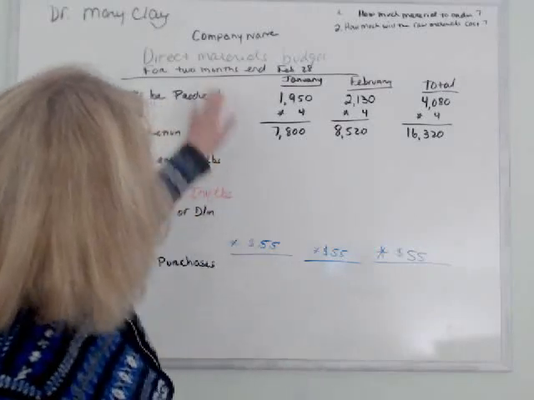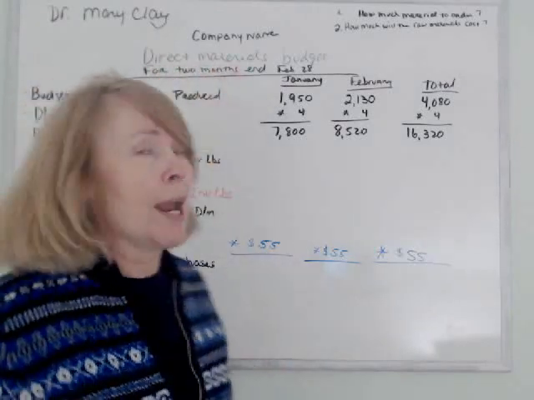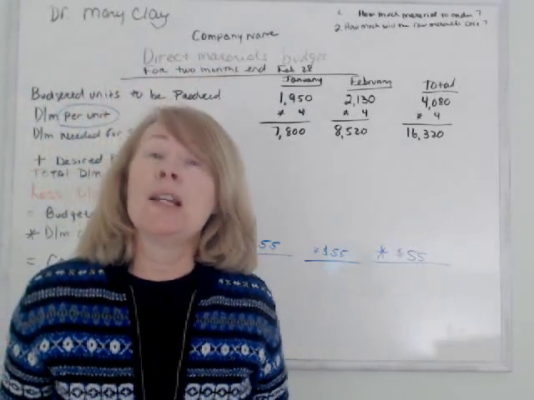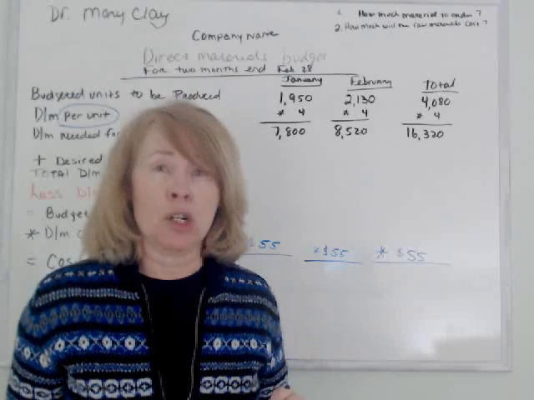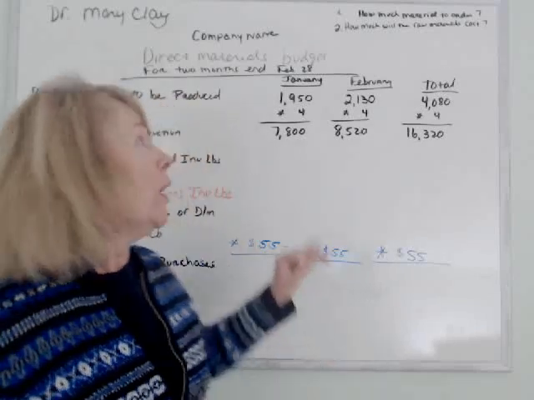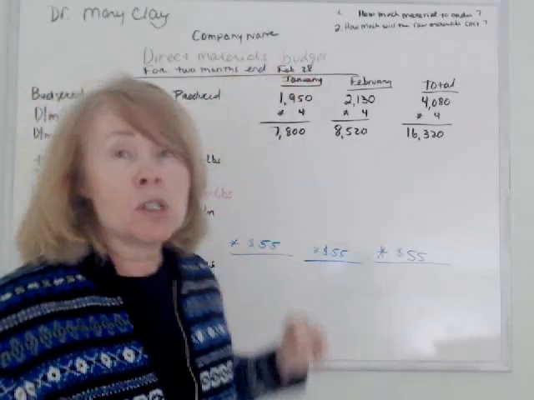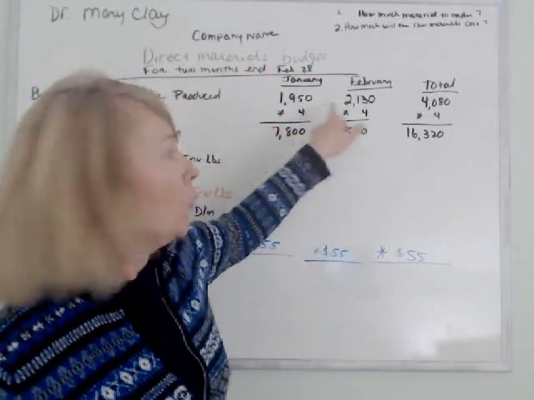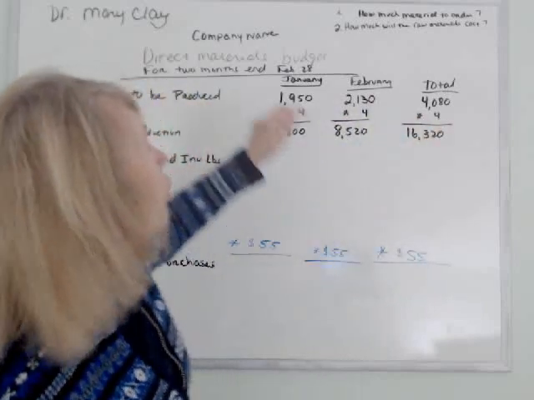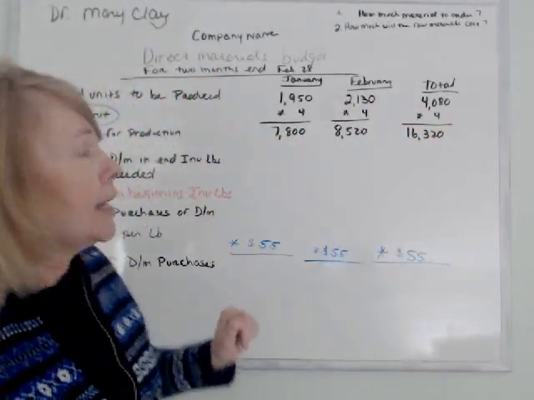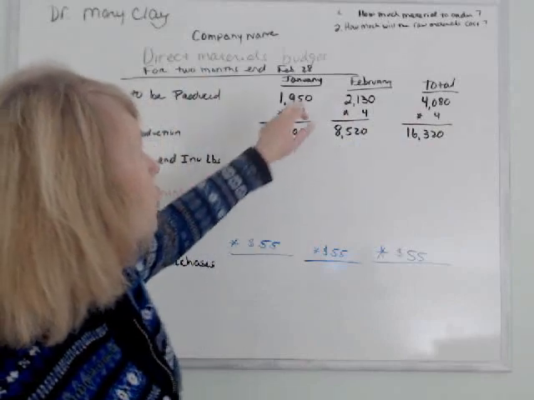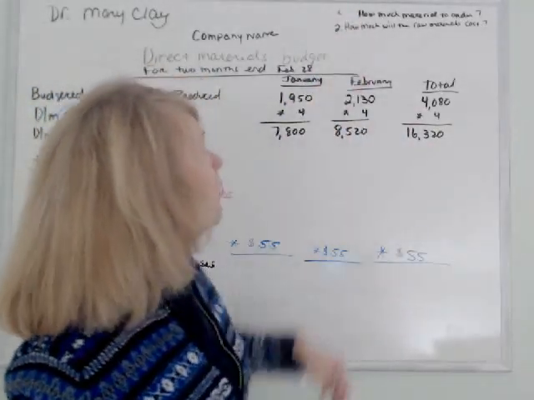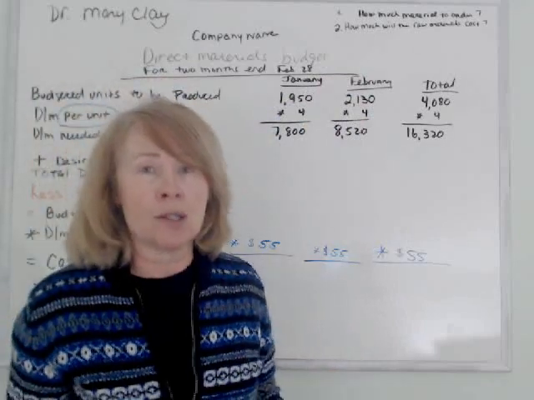The component that we're going to go over right now is the direct materials budget. At this point in time you should know how to do a sales budget and a production budget. In order to do the direct materials budget, we needed the information from the production budget. We have those numbers. The direct materials budget is going to answer two questions. How much material to order and how much will the raw materials cost?